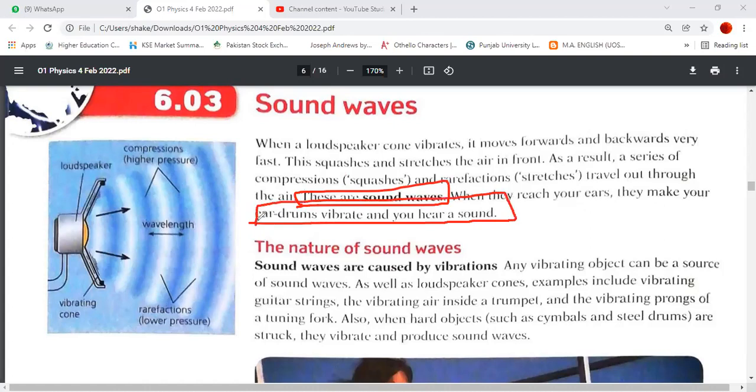When they come and hit your ears, your ear is also having the same system. So what happens then? It has a sensation of vibration in it, and these waves go towards your mind, and your brain is able to understand that this is a sound. If any student has any question, that student may raise a hand.